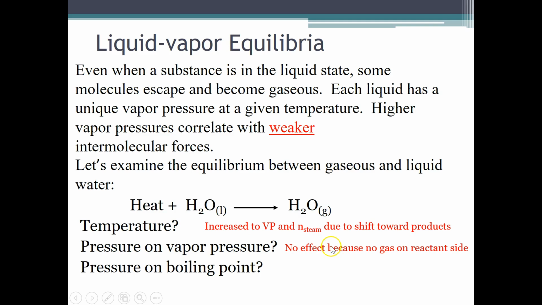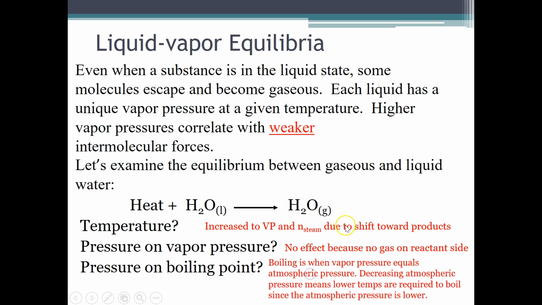And now the effect of pressure on boiling point. Well, boiling, by definition, is the point at which the vapor pressure is equal to the atmospheric pressure. Decreasing atmospheric pressure means that you don't have to heat water up as much in order to make it boil. Right? So decreasing pressure will have that effect on the boiling point. The less pressure above, the less energy is required to make it boil.